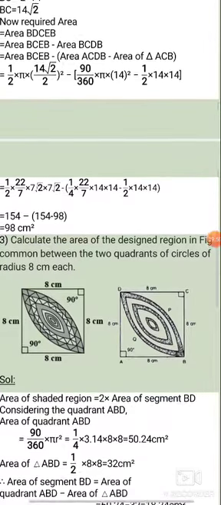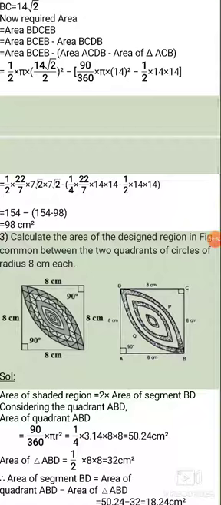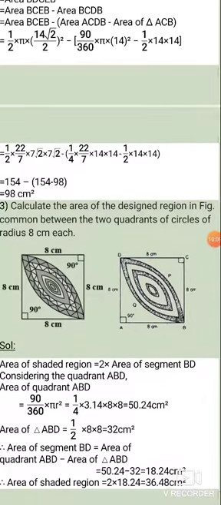Now area of the triangle ABD. So area of the triangle ABD. In the middle portion, just draw a line. So area of the triangle ABD is equal to half into base, what? 8, into height, what? 8, which is equal to 32 centimeter square.